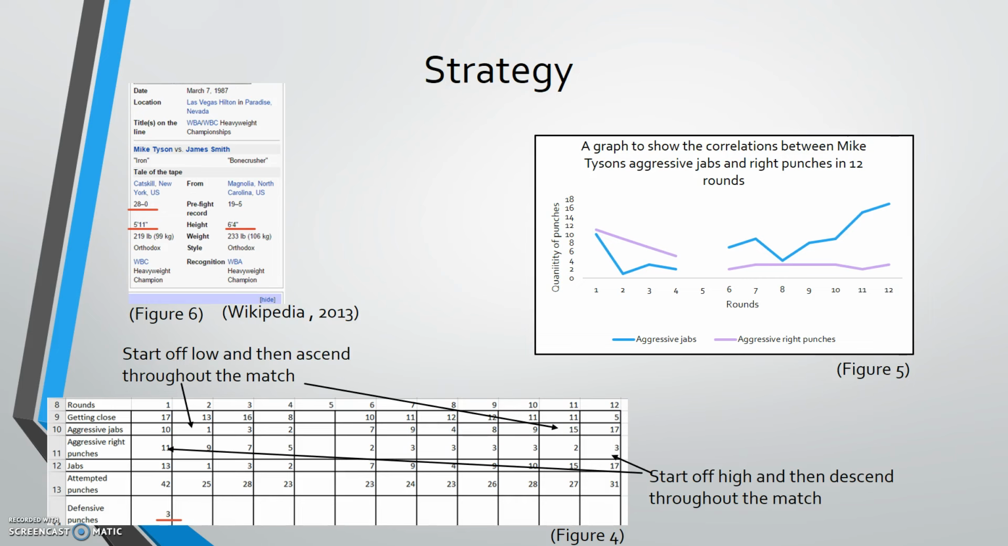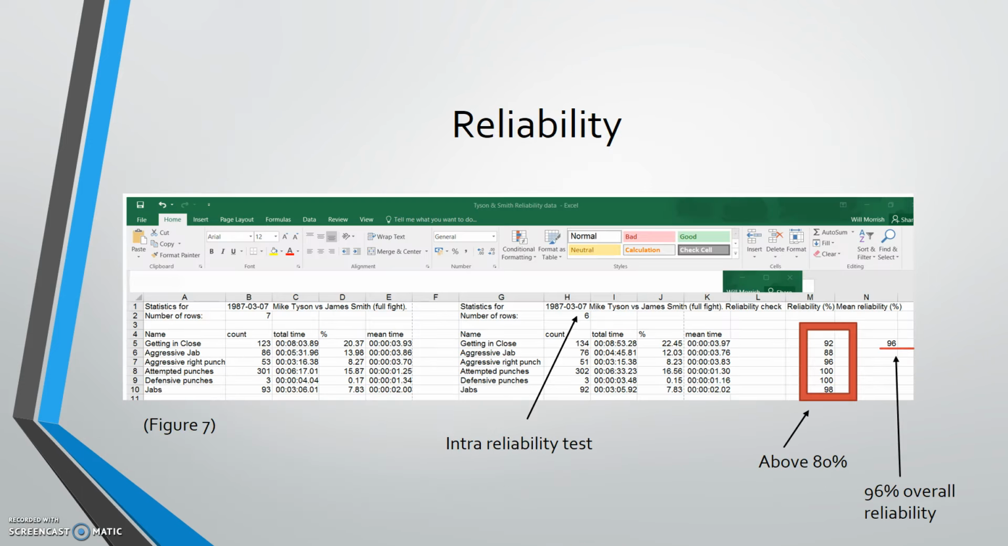This match went the full 12 rounds, which proves that Tyson's original strategy didn't work, and by the end of the 4th round, his strategy changed. This is indicated by looking at the transition of quantities between his aggressive right punches and aggressive jabs in figure 5. This graph displays Tyson's aggressive jabs beginning to increase in quantities from 1 jab thrown in the 2nd round to 17 in the 12th. Whilst his aggressive right punches decreased to a minimal amount from 11 in the 1st round to 3 in the 12th. These results suggest that Tyson was no longer looking to knock out his opponent, but rather score points and wait out the final rounds of the match.